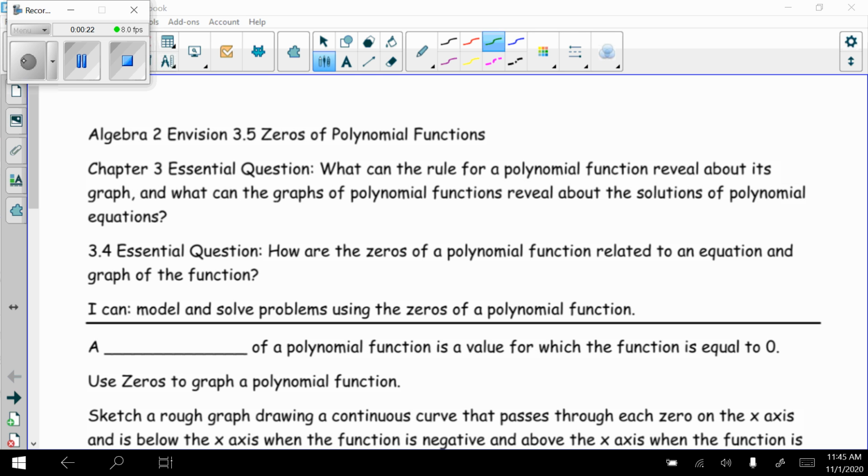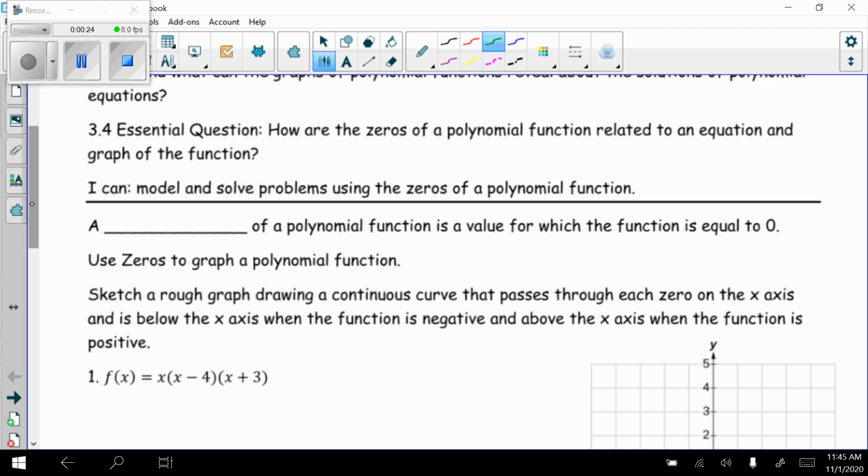Okay. So first, let's start off with some vocabulary. It says the blank of a polynomial function is a value for which the function is equal to 0. Okay. We already know this. This is a 0. And remember that another word for 0 are x-intercepts, solutions, okay, roots. This is where the graph crosses the x-axis. So we are going to start out with using zeros to graph a polynomial function.